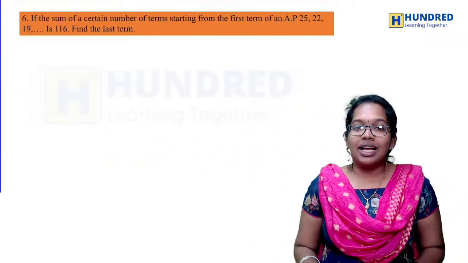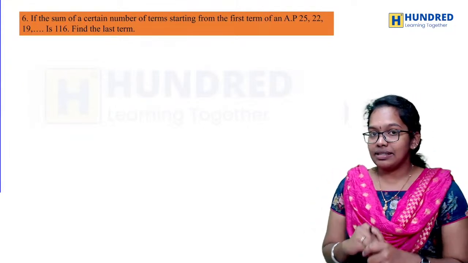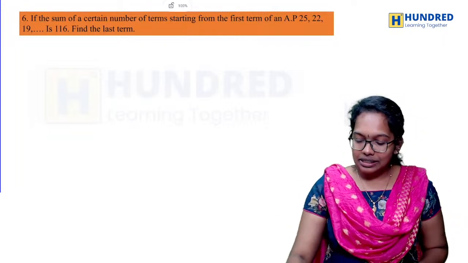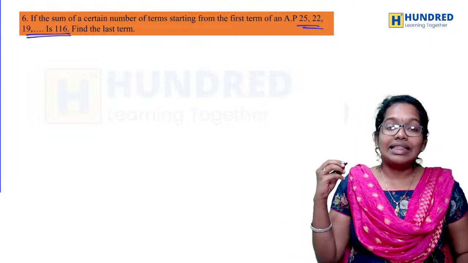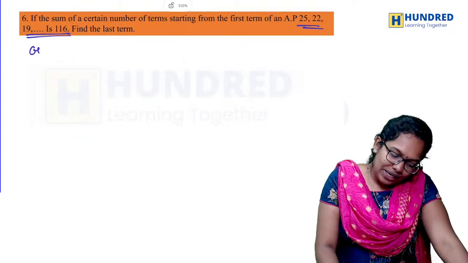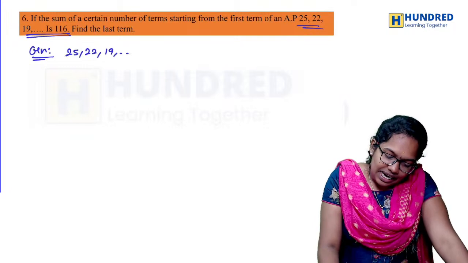Okay, so now let's move on to the next sum. What this sum is: if the sum of a certain number of terms starting from the first term of an AP is 116, find the last term. So what they are asking you is, they have given you an AP, and the AP is 25, 22, 19 and it goes on.